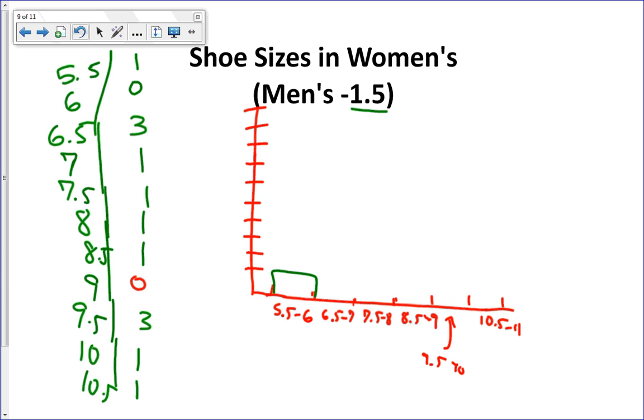1. How many are in the 6.5 to 7? 4. 1, 2, 3, 4. How many are 7.5 to 8? How many are 8.5 to 9? How many are in this 9.5 to 10? 4. 10.5 to 11.